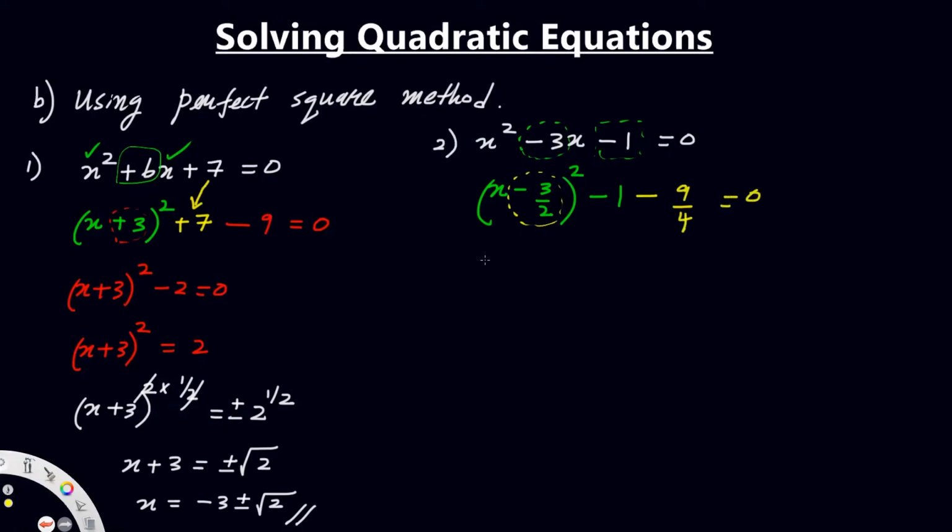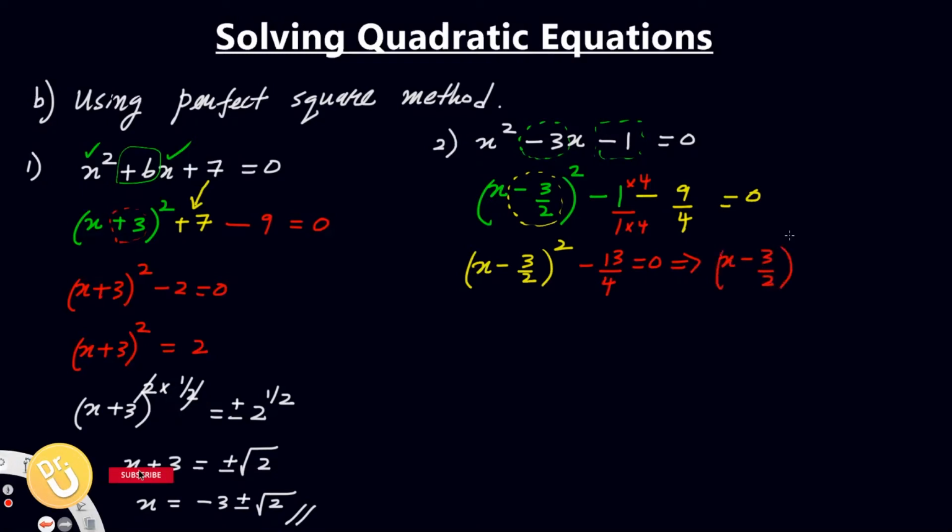Now it's a little bit of algebra. So x minus 3 divided by 2 squared. Now I need to find the common denominator. So here you have 1. I had to multiply by 4 and 4 so that you can get the common denominator. So here you have minus 4 minus 9. It's going to be minus 13 divided by 4 is equal to 0. So from here you can get x minus 3 divided by 2 squared is equal to 13 divided by 4.